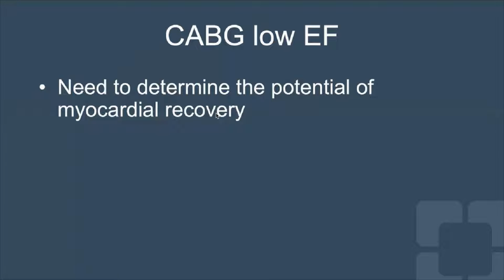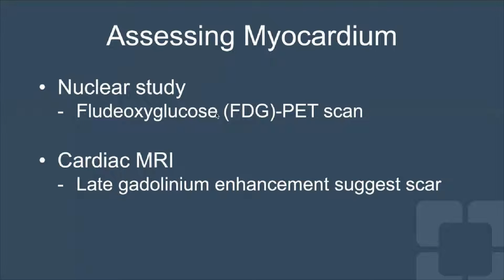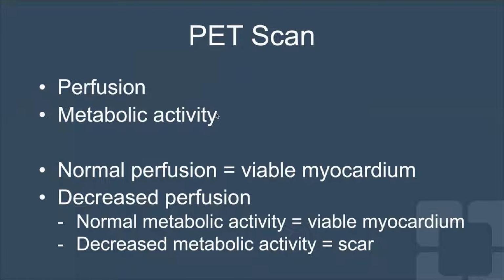The trick here is you have to try to understand which myocardium will be able to recover and which will not. There are two ways that we assess the myocardial function. One is a nuclear study, or what we call the PET scan, using a tagged glucose, and also we can use an MRI using a gadolinium contrast. So when we look at the PET scan, we're looking at two things: perfusion and metabolic activity.